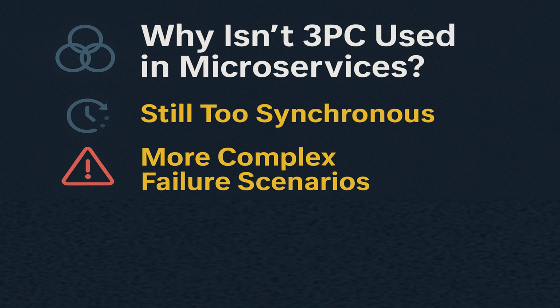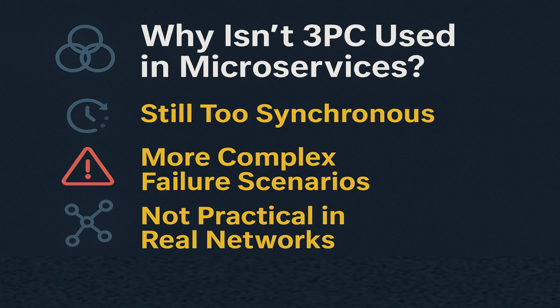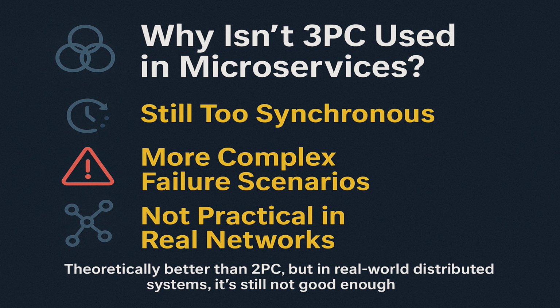Another issue is more complex failure scenarios. While 3PC is non-blocking, it introduces new edge cases. For example, what happens if a participant crashes during the pre-commit and comes back later? It needs to know how to recover, which means you need a recovery protocol. As the communication between all the components is synchronous, three-phase commit assumes that there will be no delay and no partitions. But real distributed systems deal with network partitions all the time. So in such cases, three-phase commit still fails to guarantee consistency. So yes, it is theoretically better than two-phase commit, but in real-world distributed systems, it is still not enough.